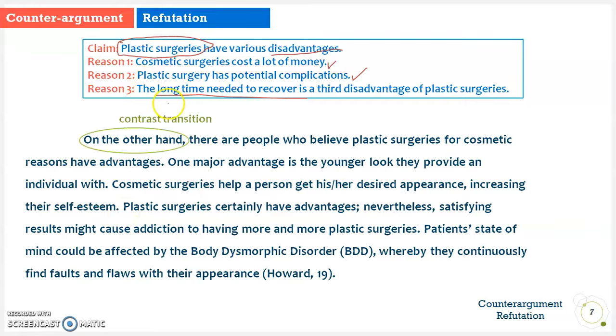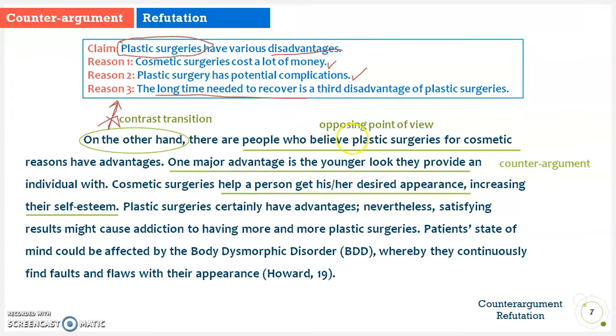Here we have the counter-arguments started with a contrast transition because it is providing us with an idea that is opposite to what was mentioned before. This is what other people believe. Therefore, this is the counter-argument, the opposing point of view, that plastic surgeries have advantages. And then we provide the reasons why these people who are against our opinion believe so. So it's the younger look, desired appearance, self-esteem.